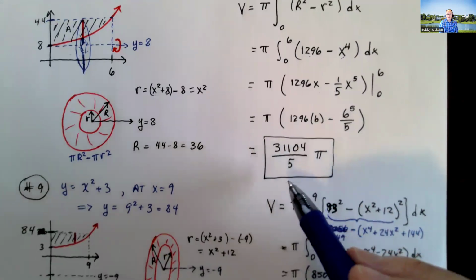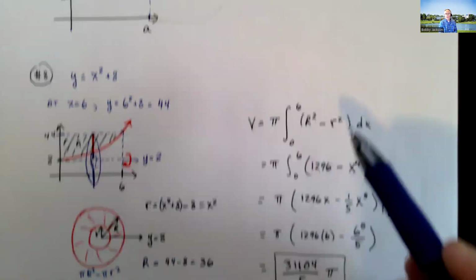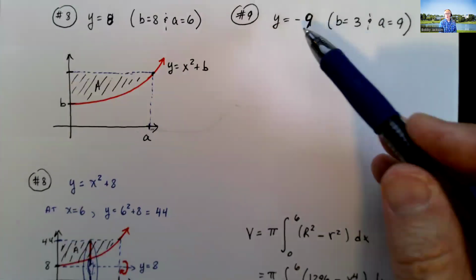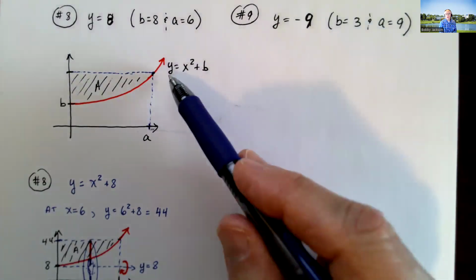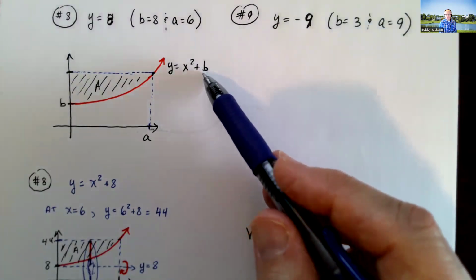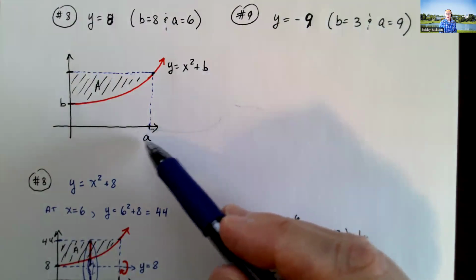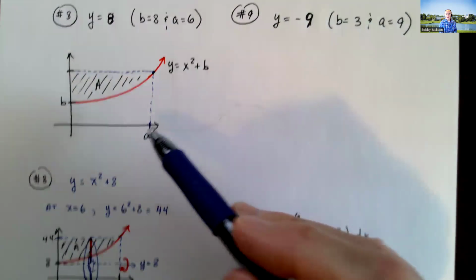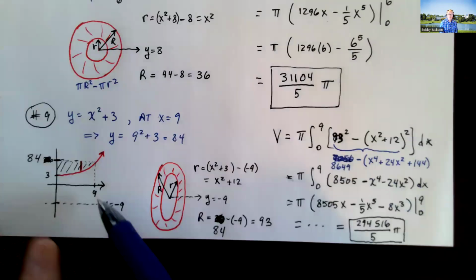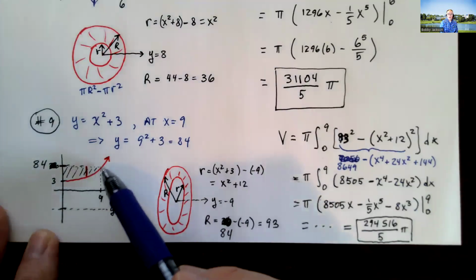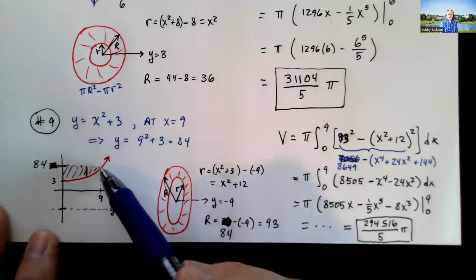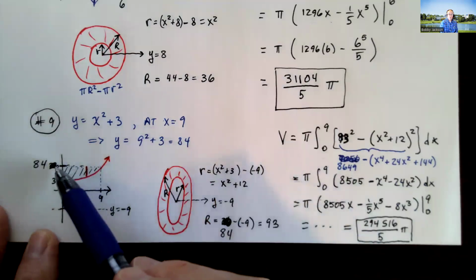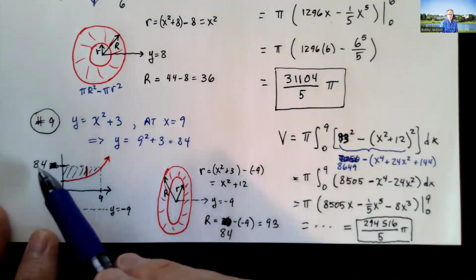Okay. Let's look at the other one, number 9, right? This one was rotating about y equal -9. In this case, b was 3 and a was 9, so it's going to be y equals x squared plus 3, and this value of x here, the a, will be 9. So I redrew that picture again down here. So here's the curve now, y equals x squared plus 3. When x is 9, the height of the function is 84, which I messed up when I first did it.